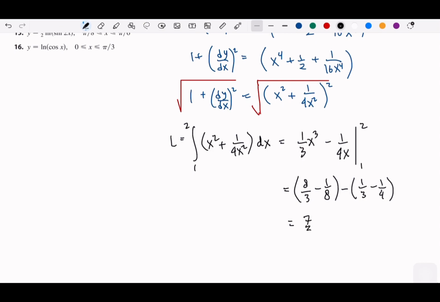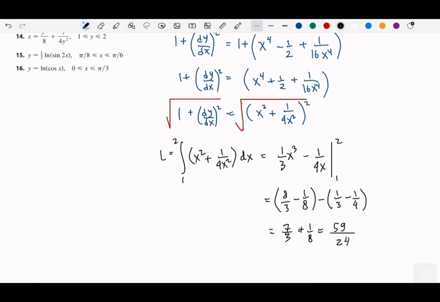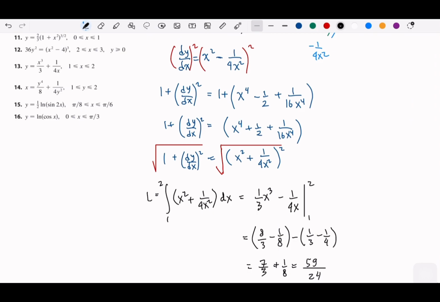This will be 7 over 3, and 1 over 4 minus 1 over 8 plus 1 over 8, right? That gives 56 plus 3, 59 over 24. If you just stop here, okay, you have the answer. But since I allow you a calculator, just type it in your calculator. Any questions so far?